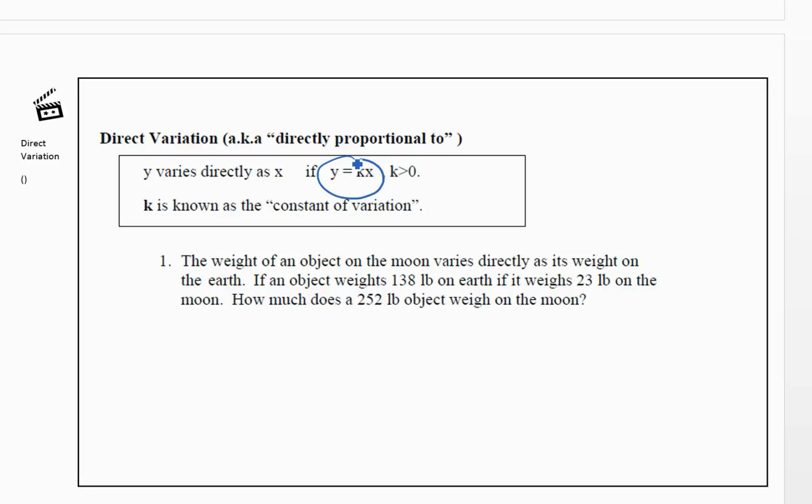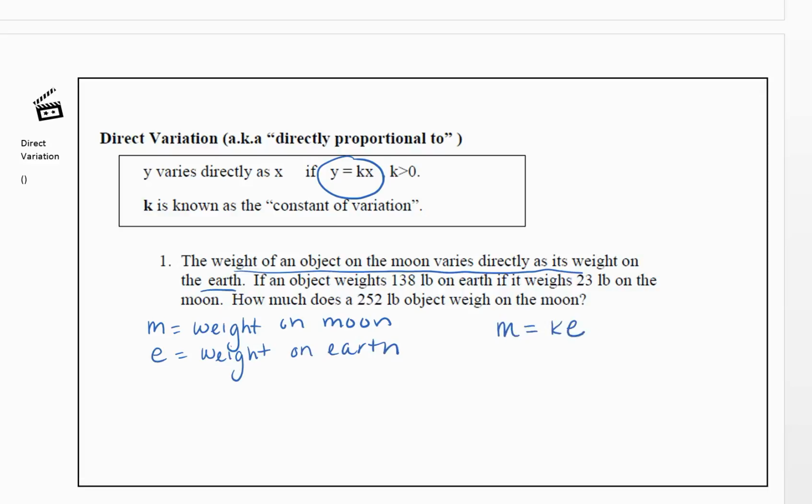So here's the type of problem that we can do with this. It says the weight of an object on the moon varies directly as its weight on Earth. So we have two things. Let's use m for the object's weight on the moon, and E for the weight on the Earth. And we're told that the weight on the moon varies directly as the weight on the Earth. So we know that we'll have some equation, m equals k times E.